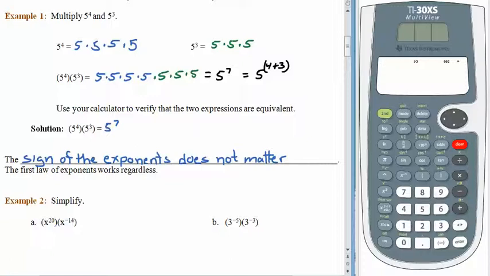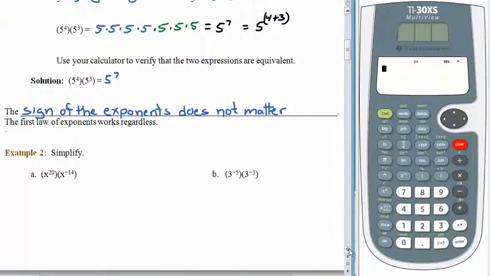Okay, so let's say we came down to look at example 2, and we wanted to see what the result of x to the 20th power multiplied by x to the negative 14th power would be. If we follow the rule, then we will end up with the same base, which is x, and the new exponent will be 20 plus negative 14. We just add the exponents together. And 20 plus negative 14 is 6.